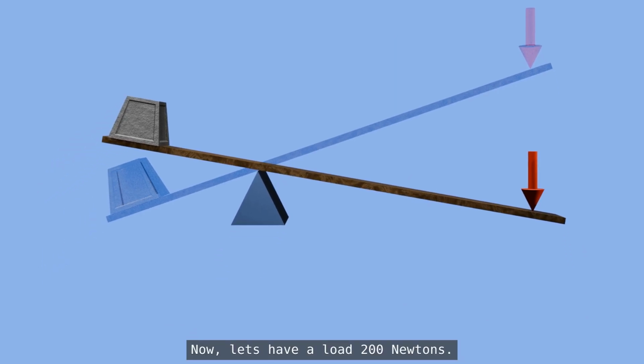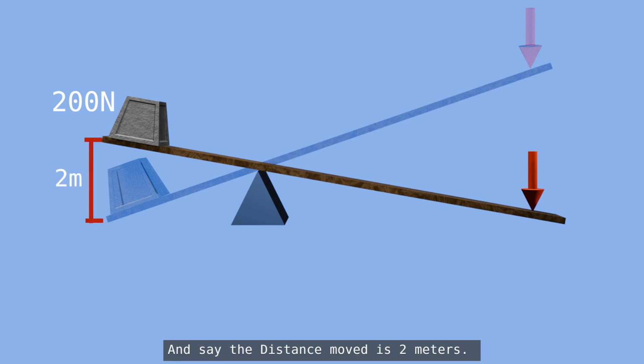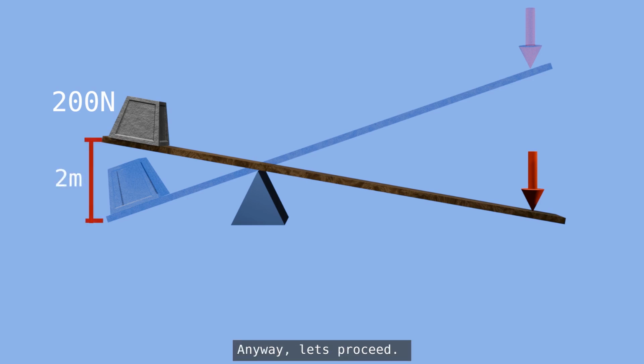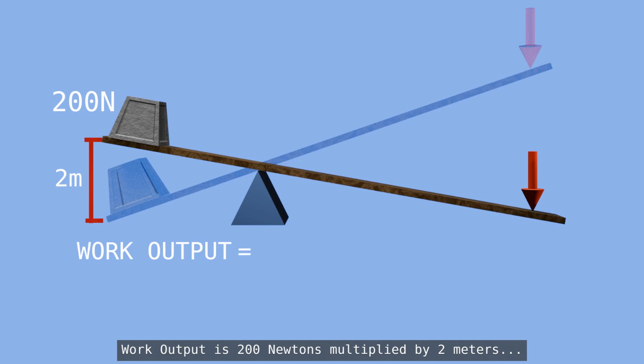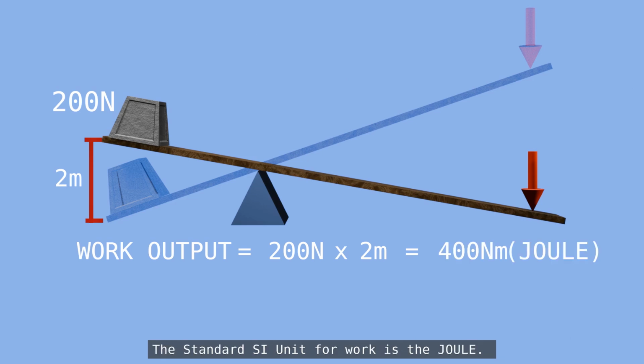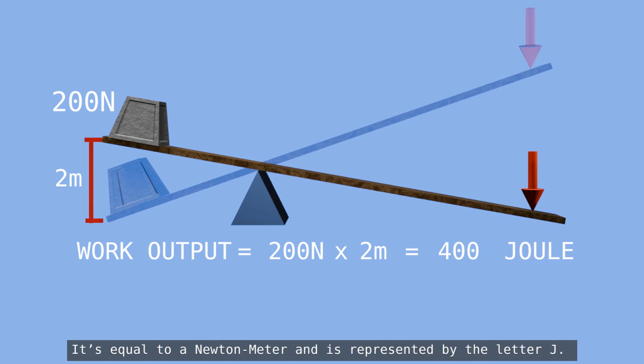Now, let's have a load of 200 newtons and say the distance moved is 2 meters. By the way, in a lever's case, bear in mind that the actual distance moved by the load is an arc length rather than a straight line. Anyway, let's proceed. Work output is 200 newtons multiplied by 2 meters, which gives us 400 Newton meters. The standard SI unit for work is the joule. It's equal to a Newton meter and is represented by the letter J.